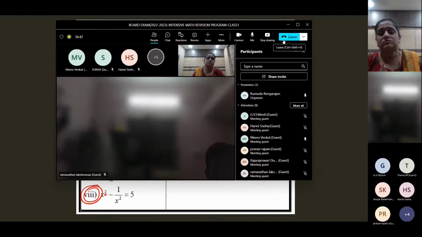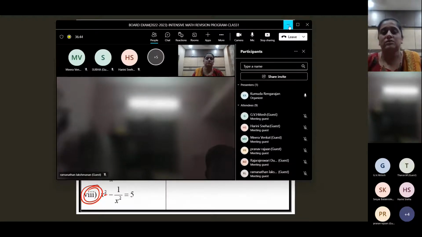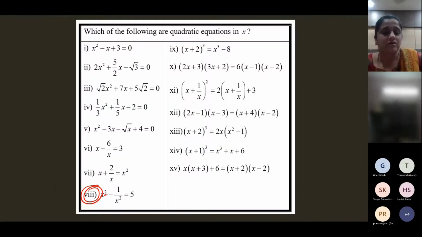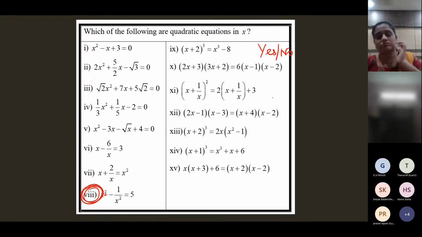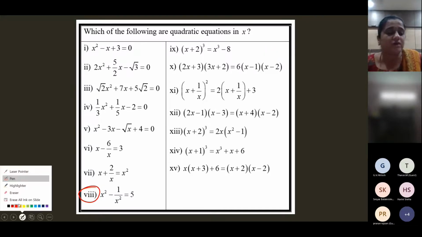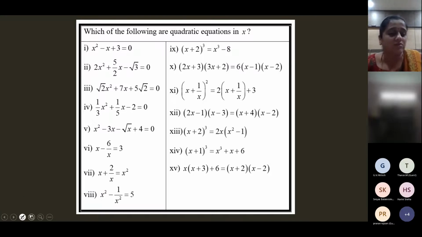Yes, ma'am. All right. Now my question is, is this equation a quadratic equation? Yes or no? No, ma'am. Others? So this one is not a quadratic equation. Meera says so. So let's check.